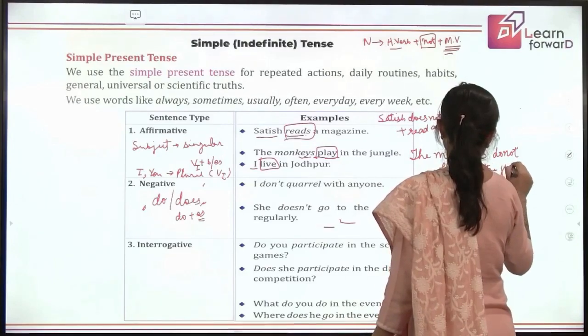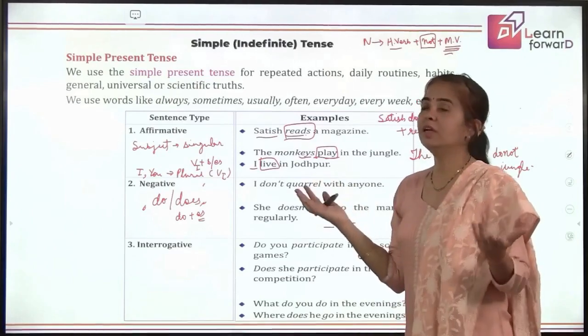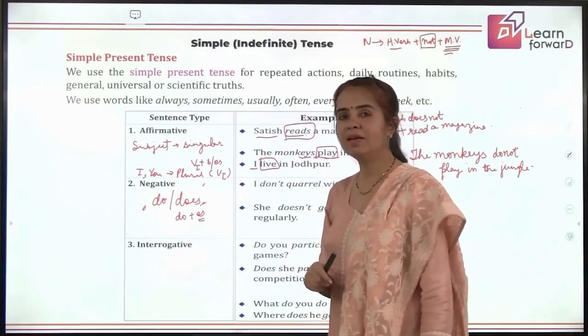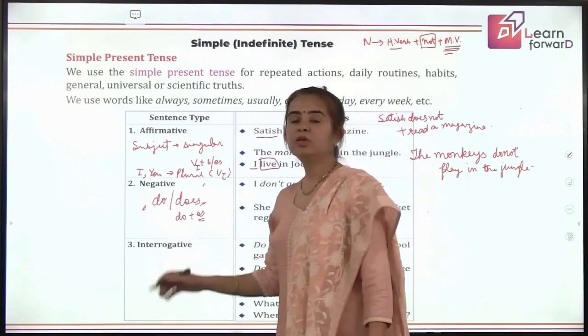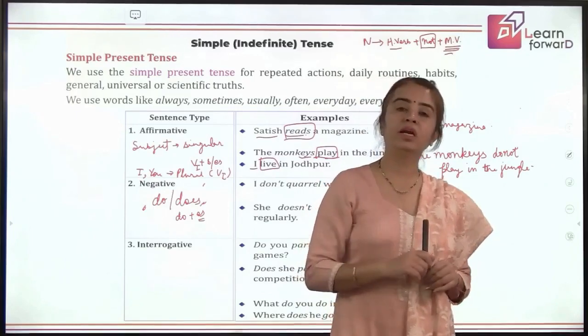And what will be the negative of the next sentence? Yes, good. I do not live in Jodhpur. There is no SES, so we will use do not. Right? Okay.